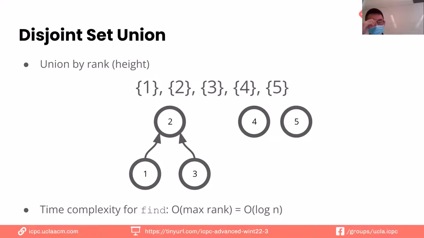And if you do this optimization in choosing which representative to be the new representative, then it's going to be O(log n) for find, which is also the time complexity for union. And this log n comes from the max rank of any tree in your data structure.